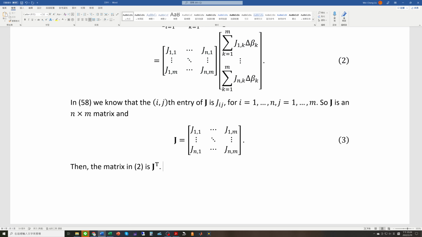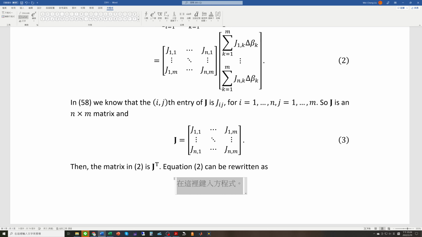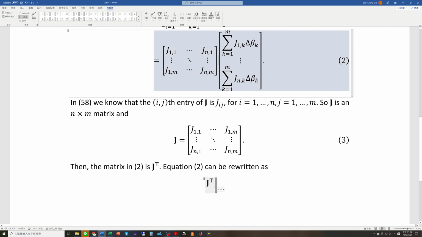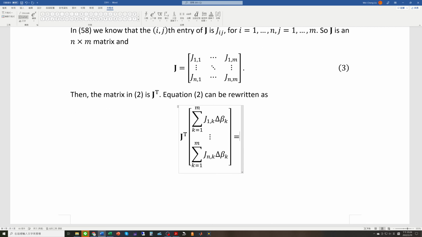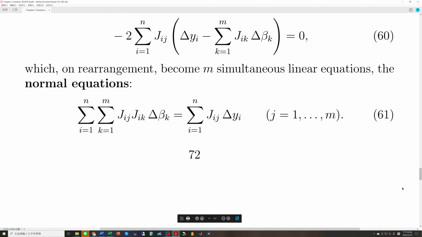Equation 2 can be rewritten as, so in equation 2, the first matrix is J transpose, and the vector is still the same. It's this vector. So it is equal to, next let us look at the result.